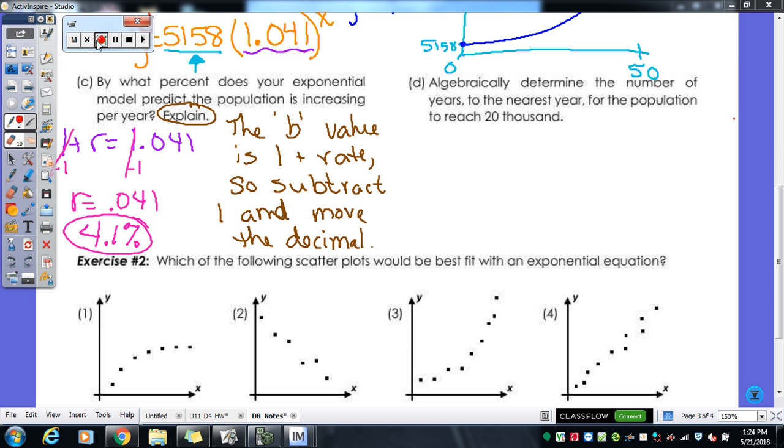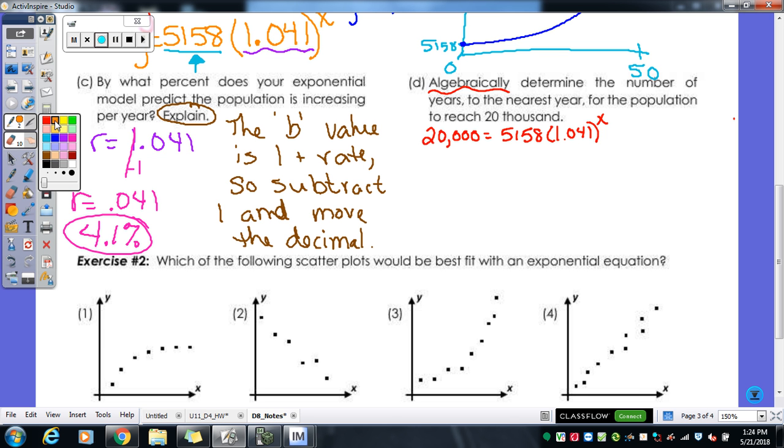So for part D, it says algebraically determine the number of years to the nearest year for the population to reach 20,000. So we're going to say that we want 20,000 to equal our equation. So we need to solve for x, which is our number of years. How do we get x out of the exponent spot? Divide first by the 5158.